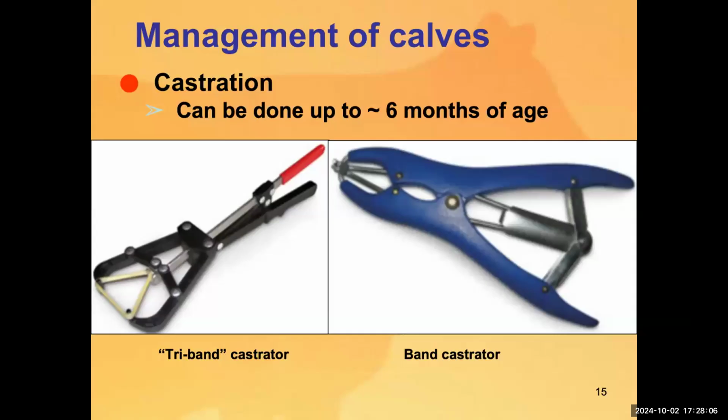Next would be castration, which can be done up to 6 months of age, but you can already see the scrotum when the calf is 2 weeks old and above. So we use this castrating band, okay? There are actually just two variations for this. The common one that we see is the blue type band castrator, and if the male calf is a little grown, you may be using the tri-band castrator, which utilizes a thicker rubber band.